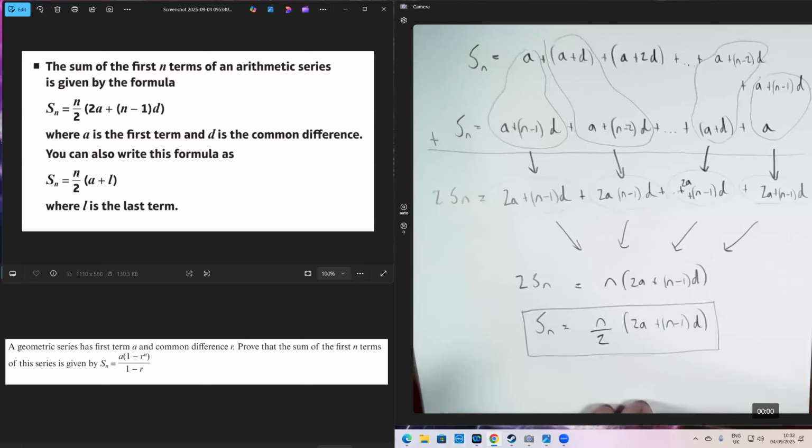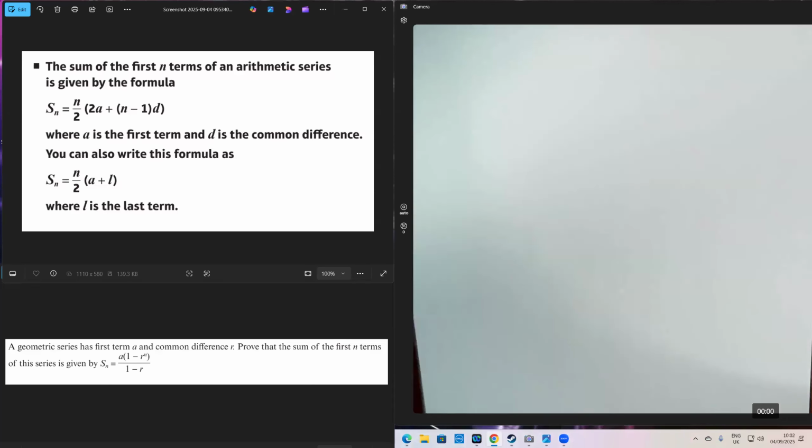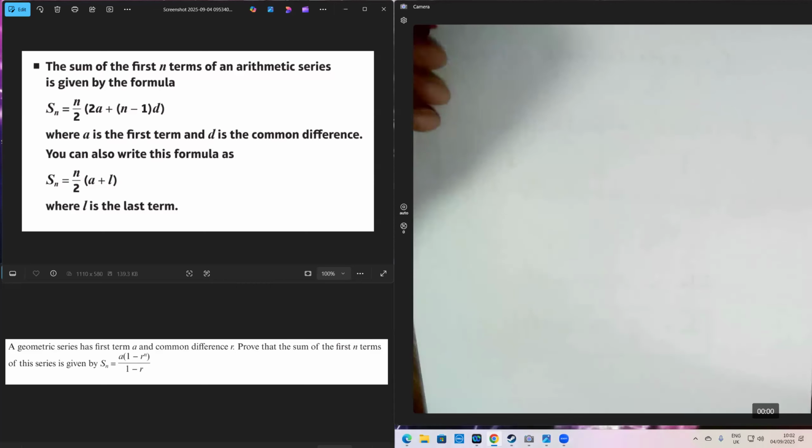Okay, let's move our attention now to the sum of a geometric series. Again, we could be asked to derive that one. So let's have a look at how we would derive the sum of a geometric series. A little bit different this time. So we're going to write down our geometric series, same kind of thing that we did before.